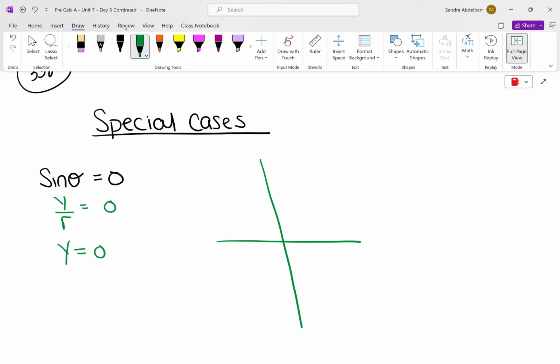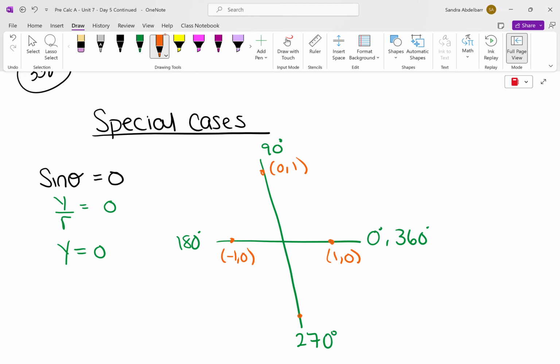So we're thinking, okay, well, in our unit circle, we have 0, 360, 90, 180, no parentheses here, sorry, and 270. So here we're 1, 0, here we're 0, 1, here we're negative 1, 0, and here we are 0, negative 1. I want y to be 0. Where is y 0?